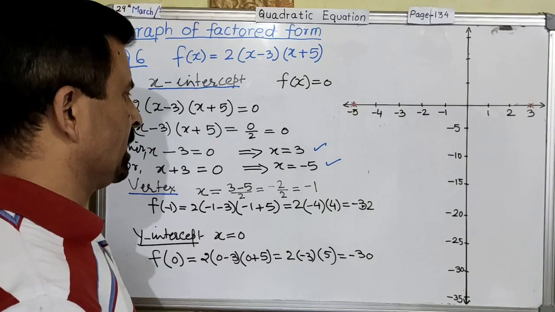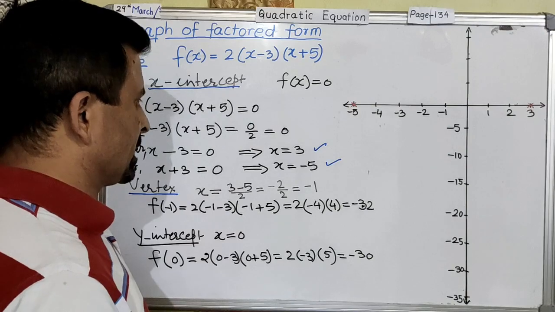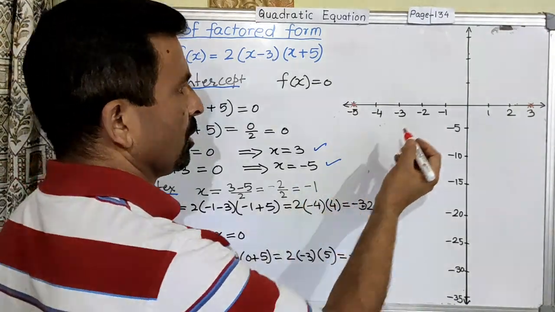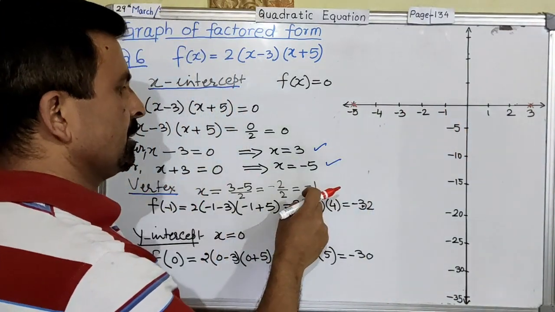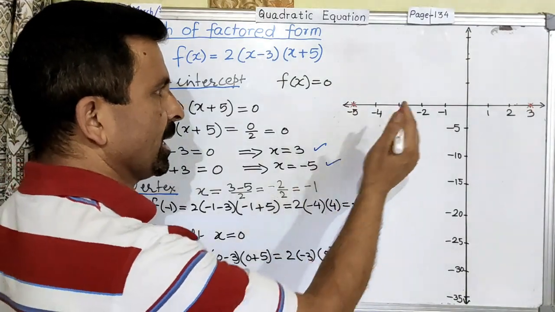Now we are going to plot the vertex. Where is the vertex? The value of vertex X is equal to -1. So X is equal to -1 is this point. For the vertex, the coordinate is in a pair, right? So X is equal to -1 is here.